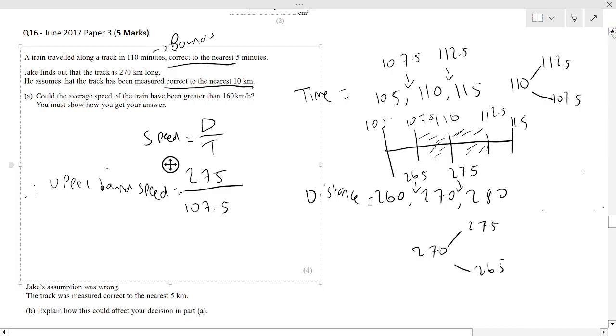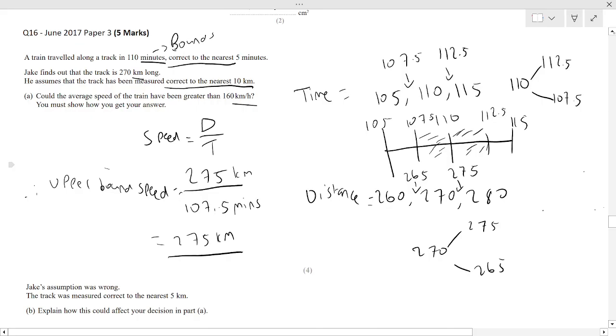But we need to pay attention to the units, because this is in minutes and this is in kilometers, but we need the speed in kilometers per hour. So we need to convert the time into hours. Well, how are we going to do that? You should know that 1 hour is 60 minutes. So therefore, 107.5 minutes is going to be 107.5 times 1 over 60.